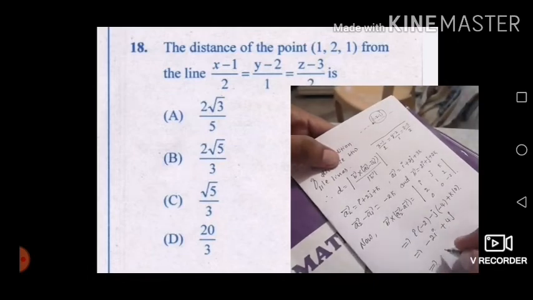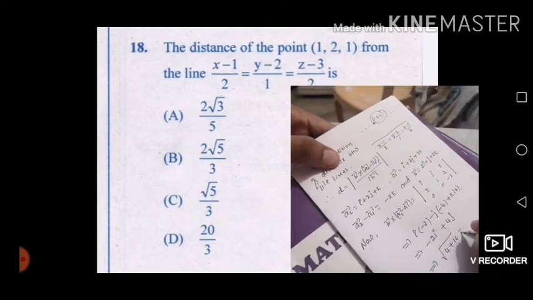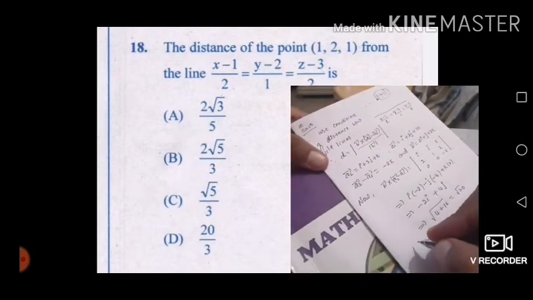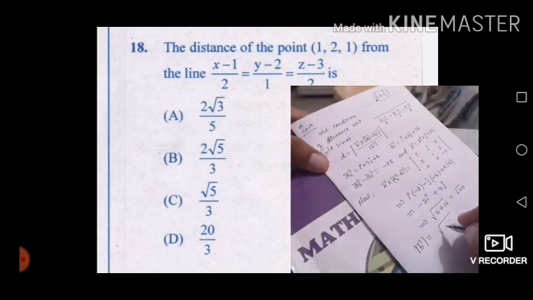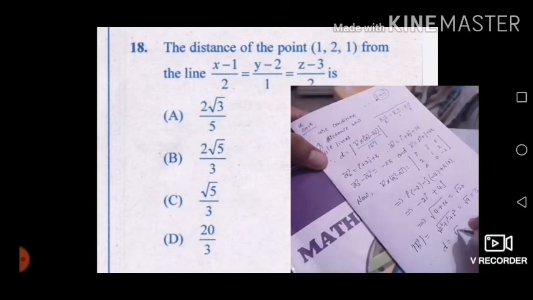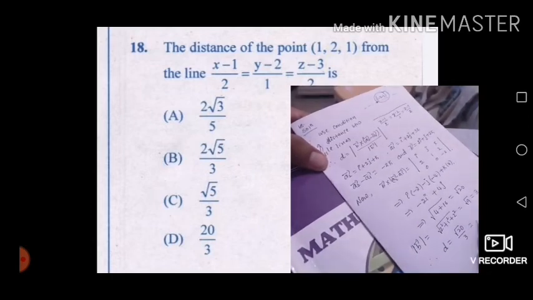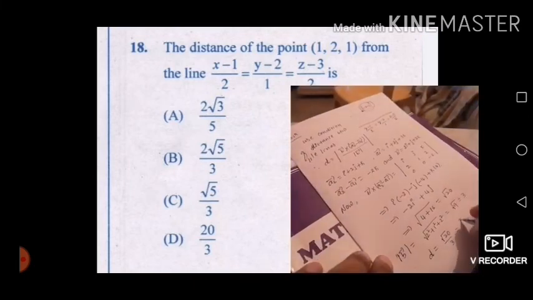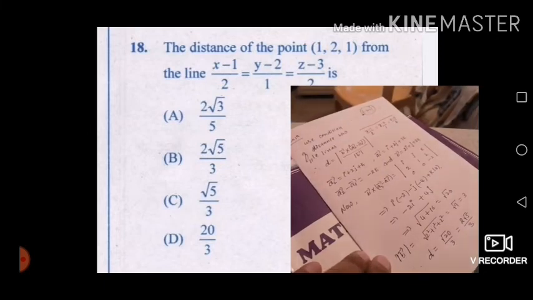Magnitude is square root of 2 square is 4 and 16, we got root 20. Similarly, magnitude of b, which is 2 square plus 1 square plus 2 square, which is again root 9, that is 3. Hence distance is equal to root 20 by 3. Root 20 can be written as 4 into 5, it is 2 root 5 by 3. Hence option B is correct.